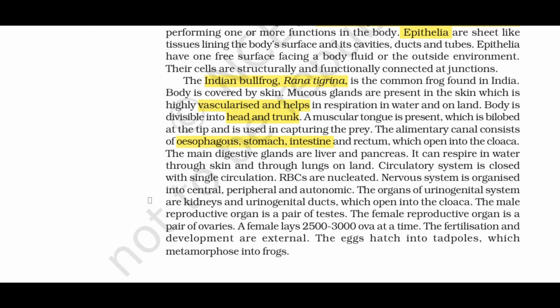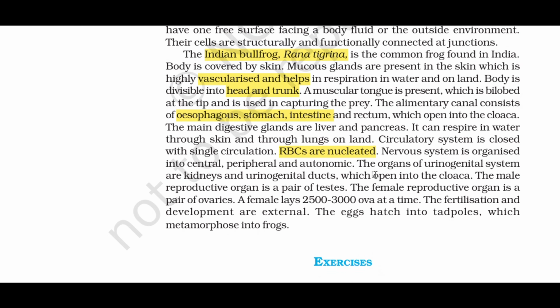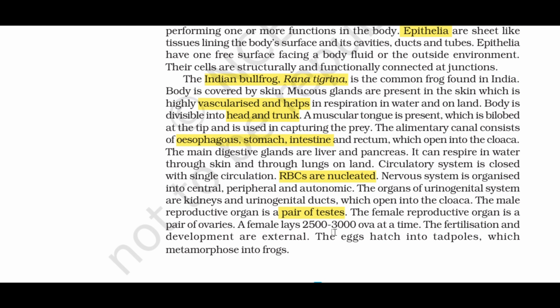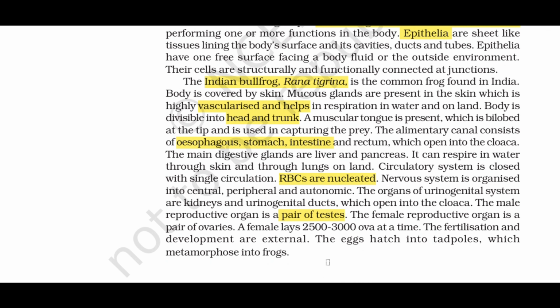It can respire in water through skin and through lungs on land. Circulatory system is closed with single circulation. RBCs are nucleated. Nervous system is organized into central, peripheral and autonomic. The organs of urinogenital system are kidneys and urinogenital ducts, which open into the cloaca. The male reproductive organ is a pair of testes. The female reproductive organ is a pair of ovaries. A female lays 2,500 to 3,000 ova at a time.